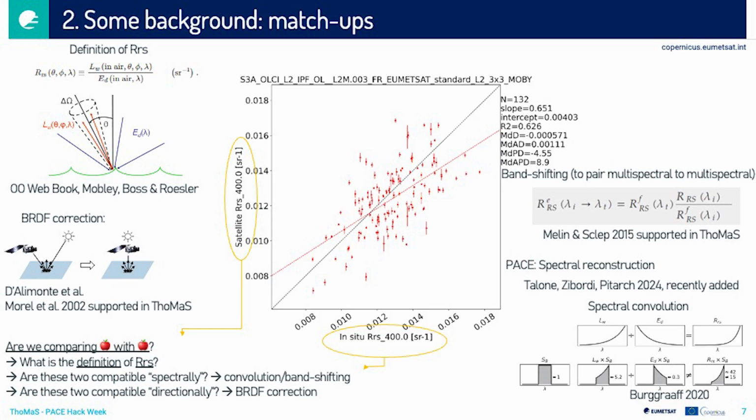For example, this is a scatter plot of the 400 band, but we have to take care whether these are actually the same band, so whether these are spectrally compatible. For this, ThoMas deals with a band shifting approach to pair multispectral to multispectral, and spectral convolution when you're submitting hyperspectral in situ data and you want to convolve to multispectral bands. So this was before PACE, okay?